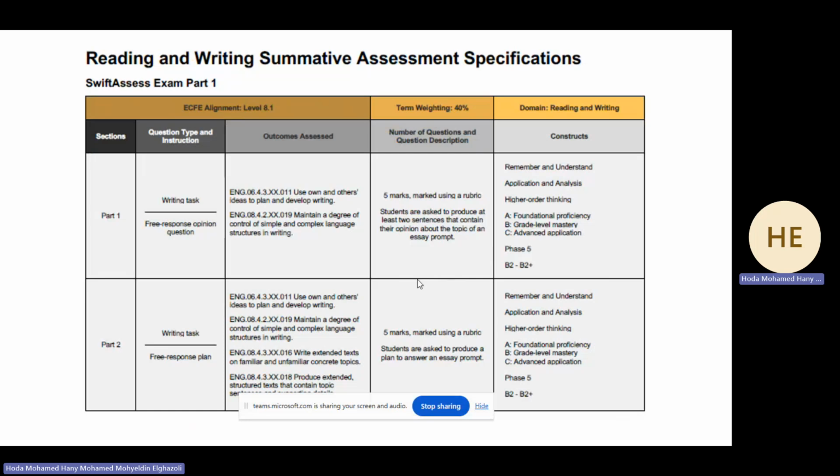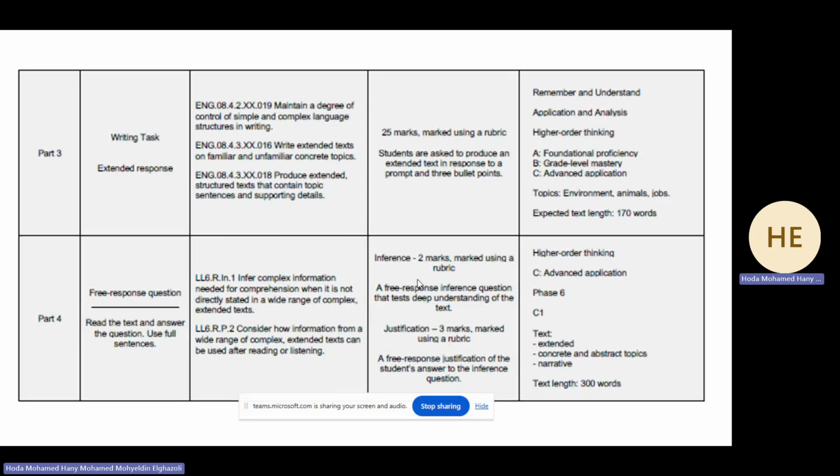Now, the second part of the writing, you will have a plan. You will have to create a plan. This is the plan for the main essay that you're going to write about. And then we have the main writing task. You will write a 170-word essay on a familiar topic like environment, jobs, or animals. Now, you need to plan your ideas using bullet points. Okay, it's preferable to put it in an organized way in bullet points.